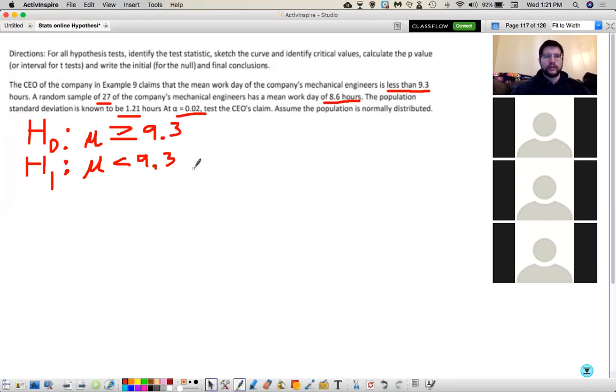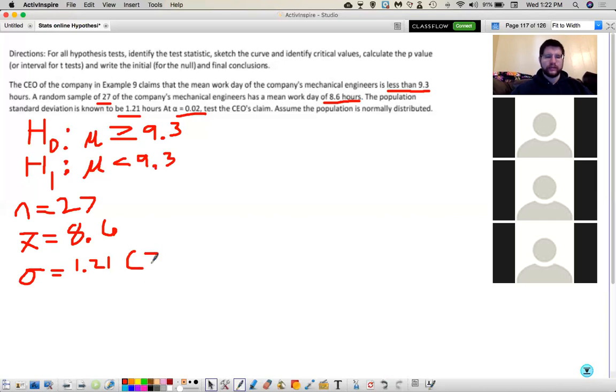All right, let's write down the rest of the information. A random sample of 27, so N is 27, has a mean work day of 8.6. So that's a sample having a mean of 8.6. That's our X bar. The population standard deviation. Well, that tells us what we're dealing with here. Remember, population standard deviation is sigma. And if we know sigma, we know it's a Z test. So this indicates that we have a Z going on.